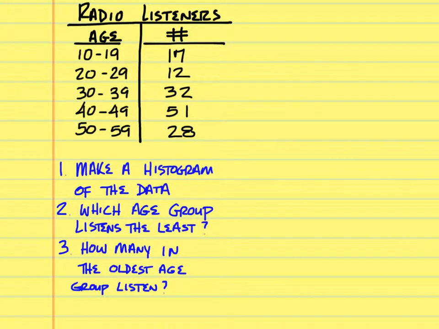You have a chart, and the questions are to make a histogram, and then which age group listens the least, and how many in the oldest age group listen. Make a histogram. Another name for a histogram is what? Starts with a B. Bar graph, yes. So, for a bar graph, we can do this.